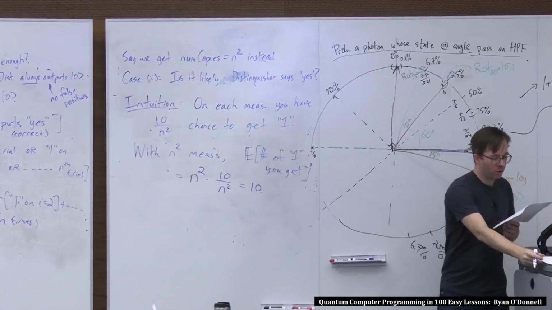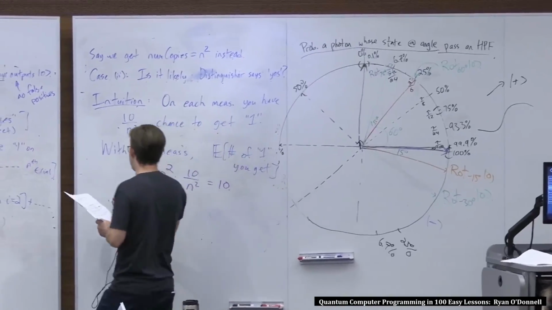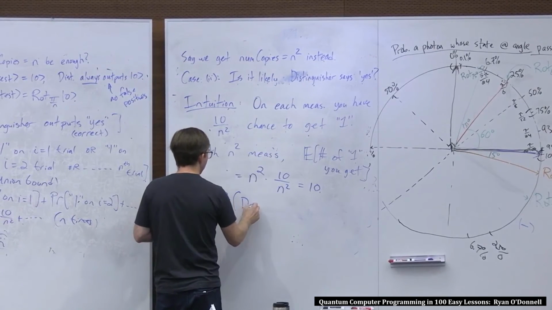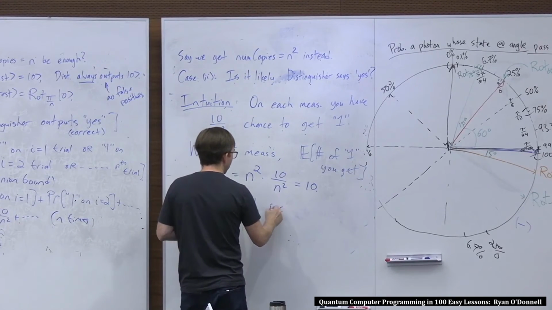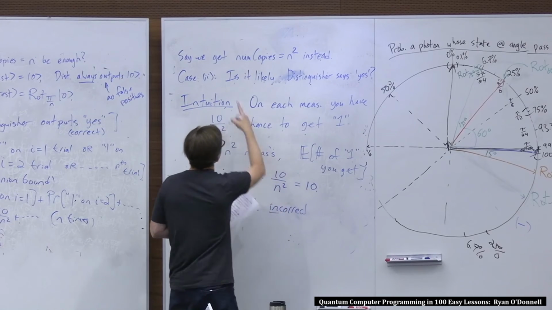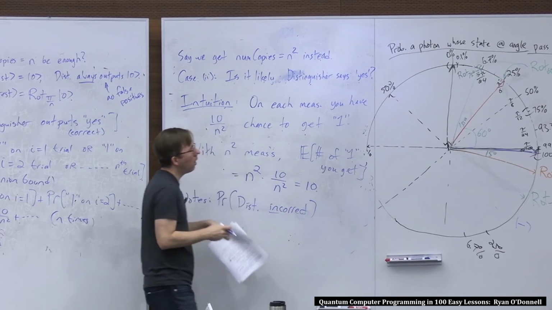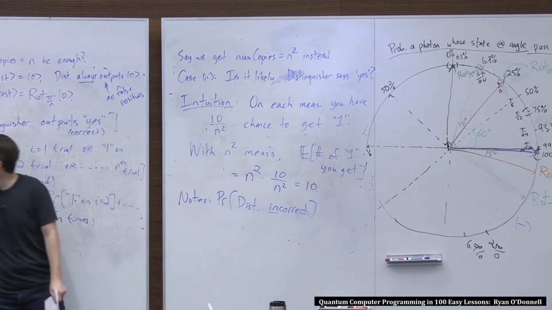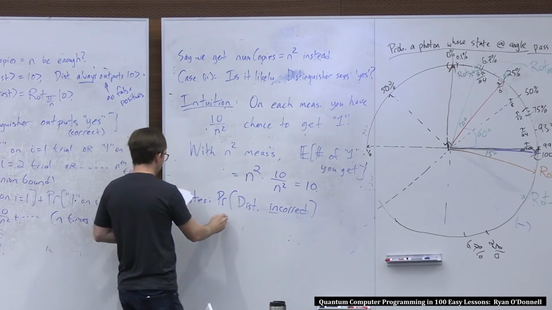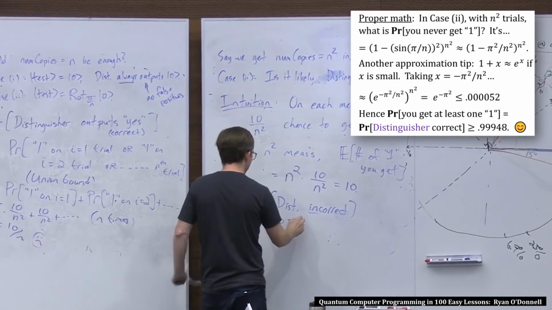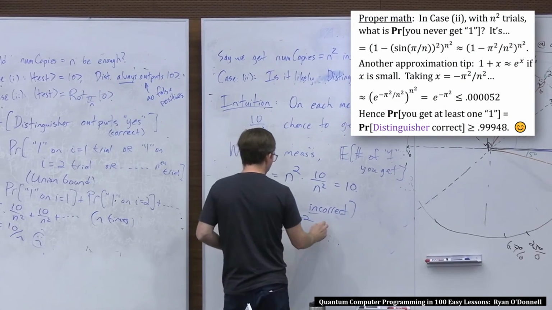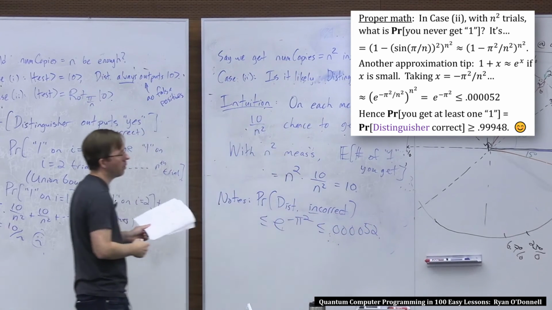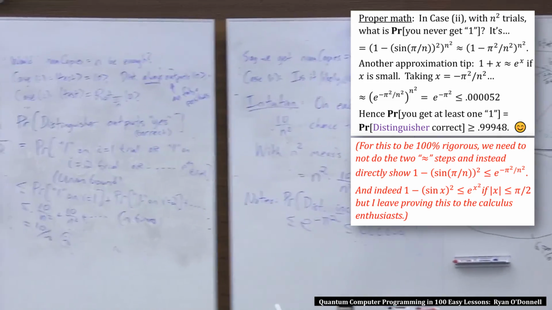But that is true. If you look at the notes, you can see the probability this distinguisher is incorrect, in this case too, that all n squared measurements are 0, and so it overall gets down to here and says no, is at most e to the minus 10, which is less than 0.00052. Okay, so you have a 99.95% chance of being correct with this algorithm.